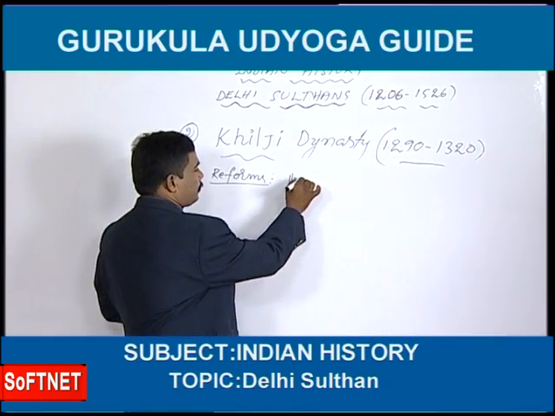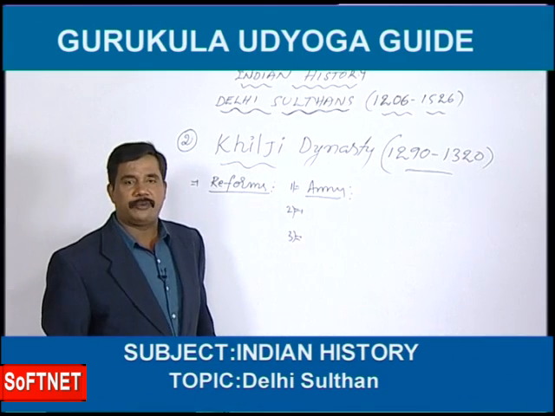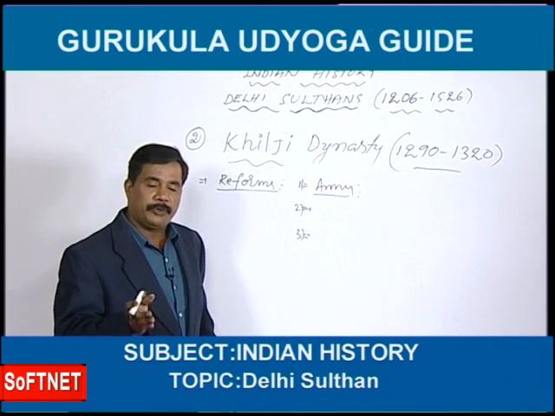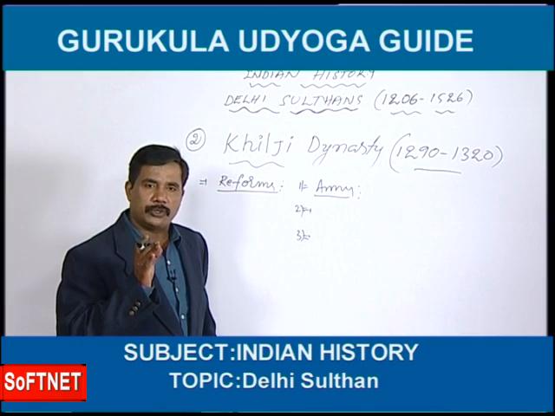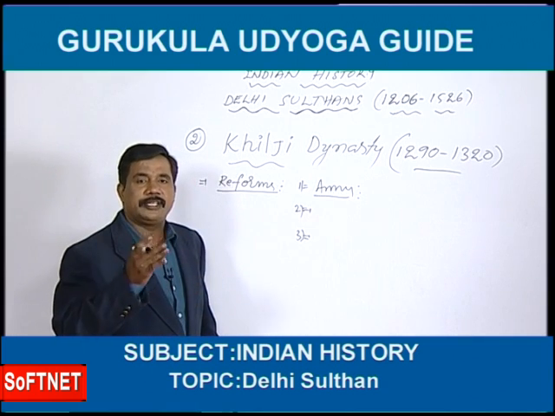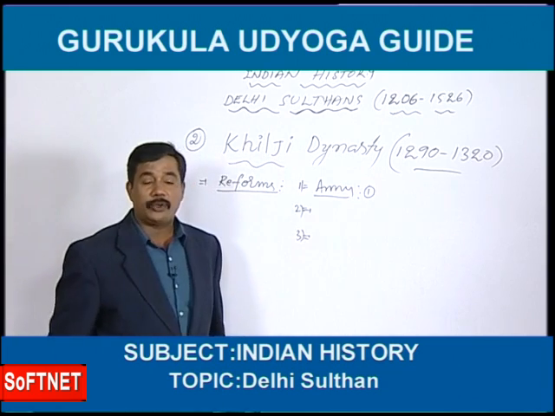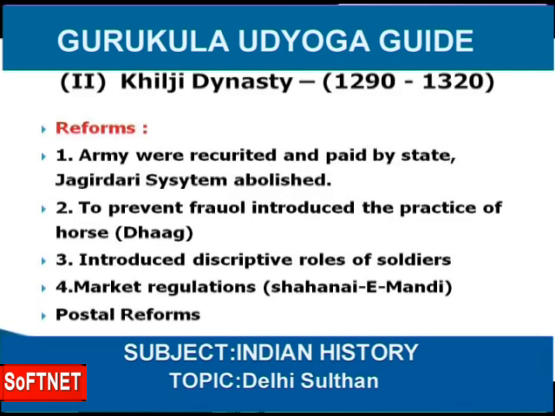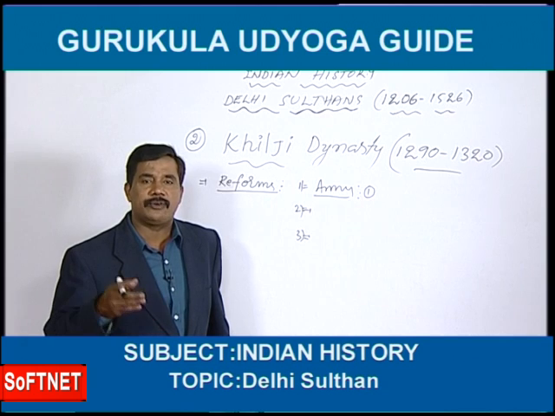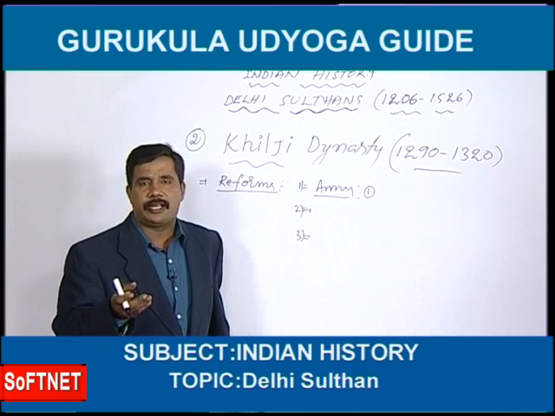The first reforms are army or military reforms. Before Alauddin Khilji, no Sultan had paid salaries to the army, but he started to pay salaries to the army. This is the most important point. Alauddin Khilji paid salaries in place of the Jagirdari system. In those days, we had the Jagirdari system, which means that instead of salaries they could give lands to the army, and the army could maintain and cultivate the lands.